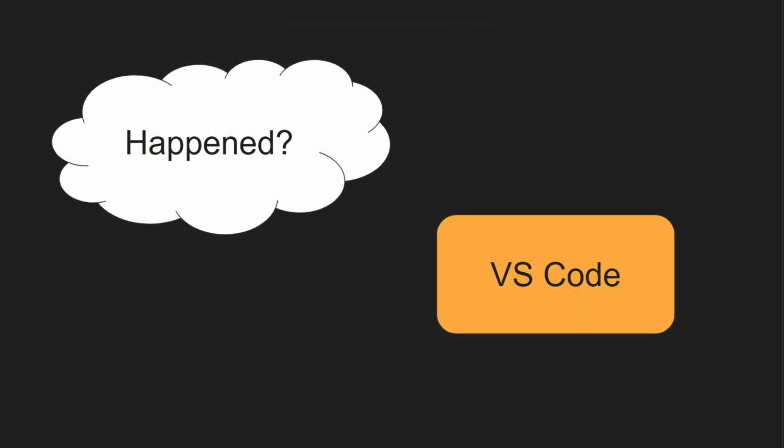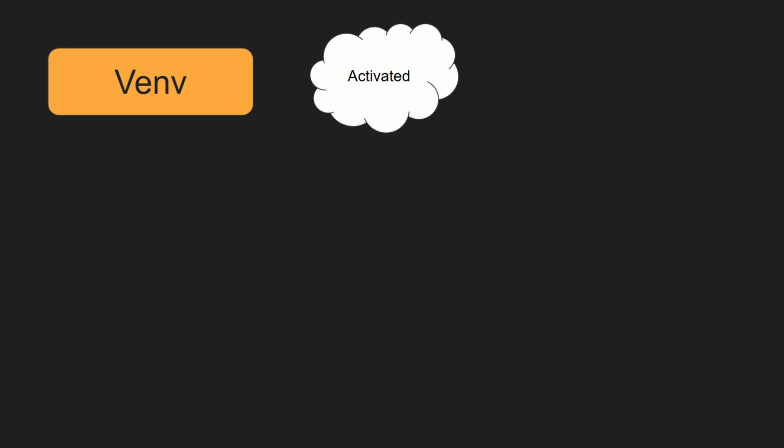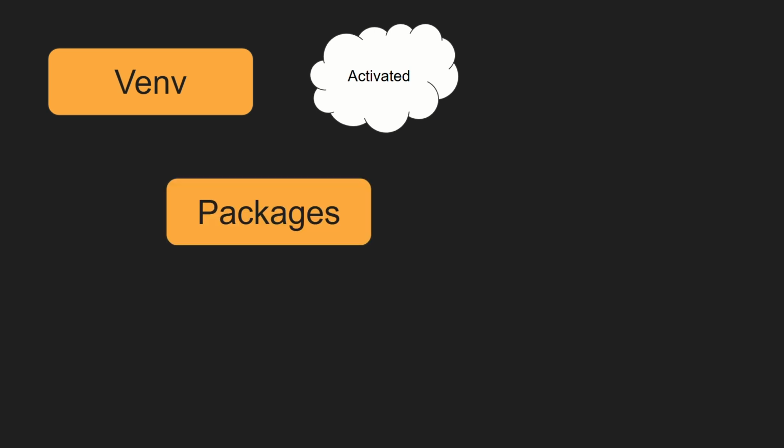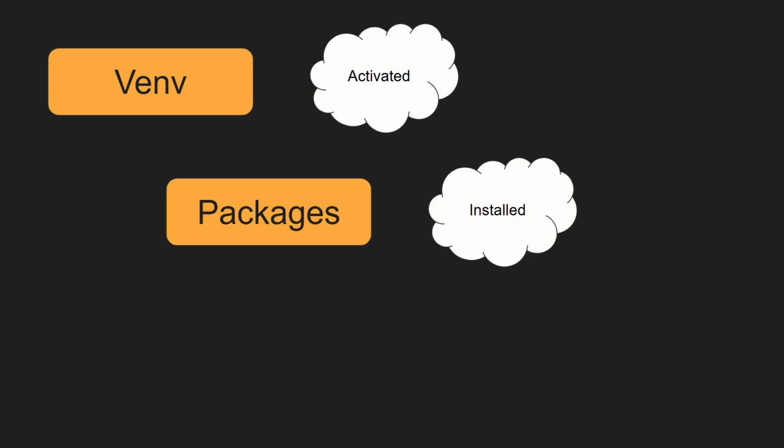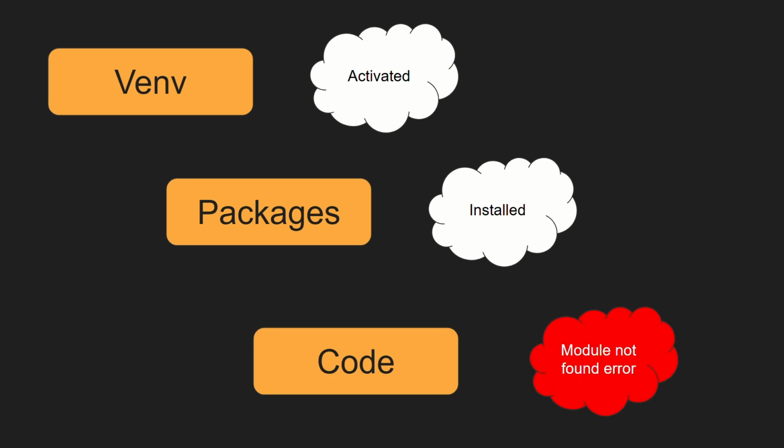Has it ever happened to you while using VS Code? Your virtual environment is activated, your packages are clearly installed, and still your code shows module not found. It feels like everything is set up correctly and yet something just doesn't work. This is one of the most common issues people face while working with Python in VS Code, and the tricky part is nothing looks obviously wrong.